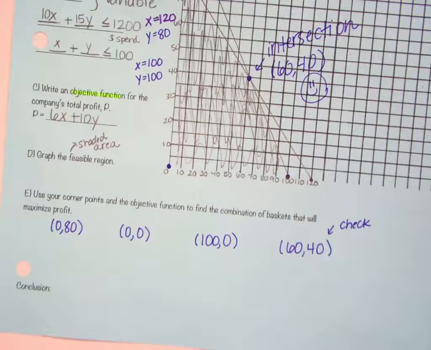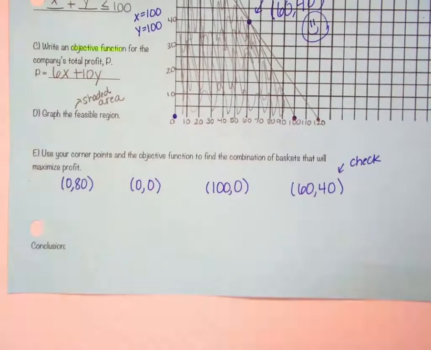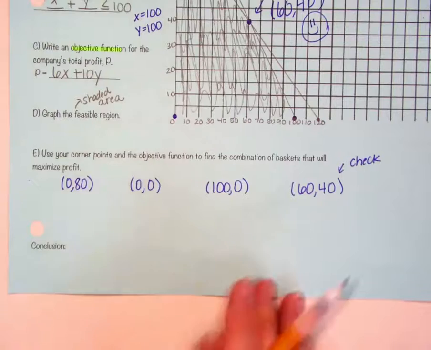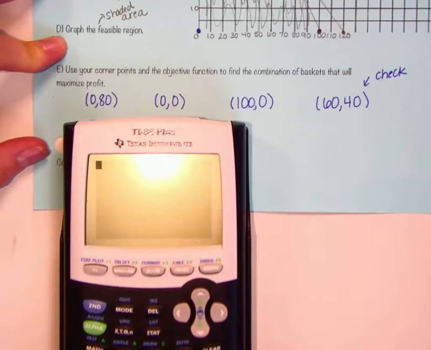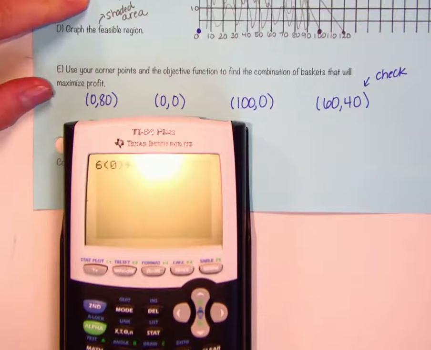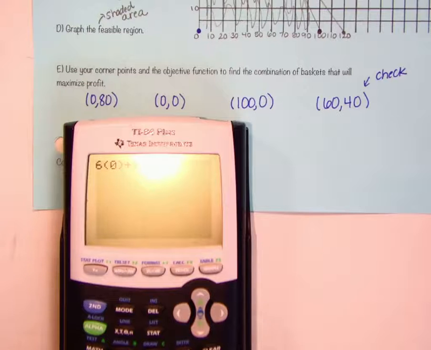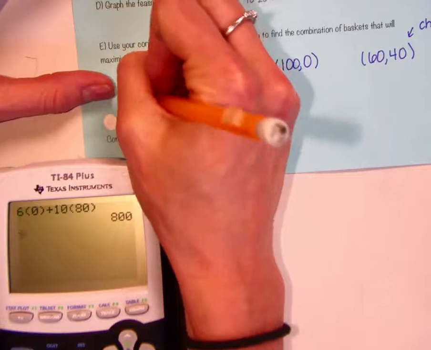After we do this, we plug these 2 or 4 coordinates into our objective function because that's what tells us what we need to do to maximize our profit. So 6 times 0 plus 10 times 80, and that's going to give us 800. So this situation gives us a profit of $800.